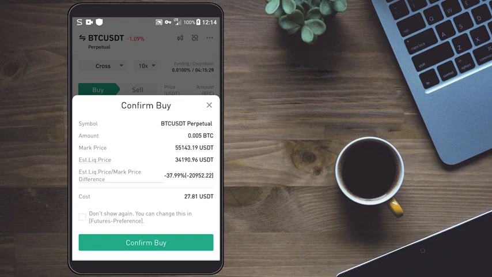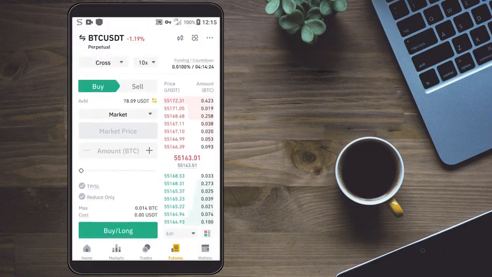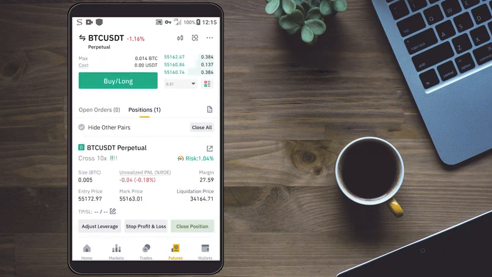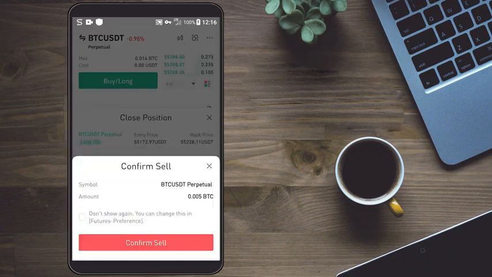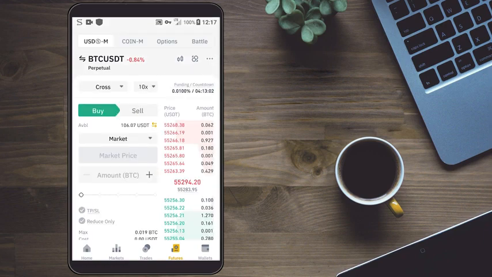We confirm, and here in the positions we have a long position and the information related to open positions, as you can see. Let's close this position, confirm sell, and the position is closed. For more explanation on the details, please watch my Binance Futures trading tutorial.